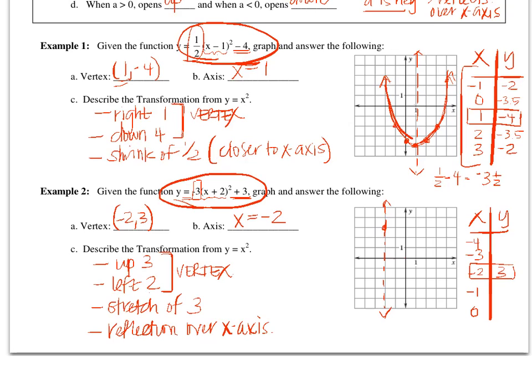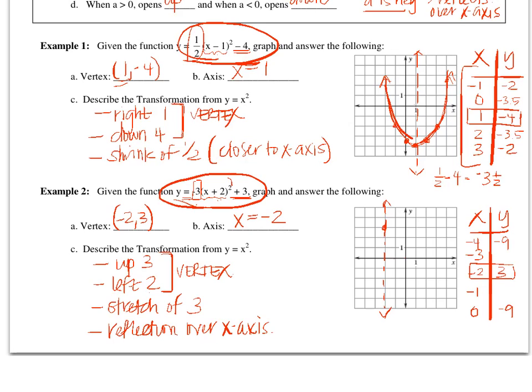Okay, if I plug these in, let's start with 0. Inside the parentheses, 0 plus 2 is 2. 2 squared is 4. 4 times negative 3 is negative 12. Plus 3 makes negative 9. And if it's that value at 0, it also has to be that value at negative 4. So let's try it at negative 1.